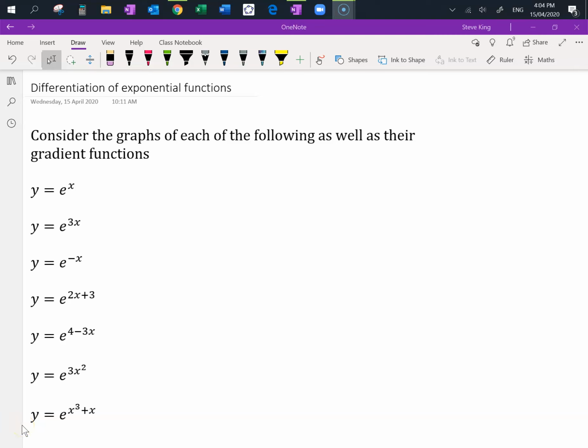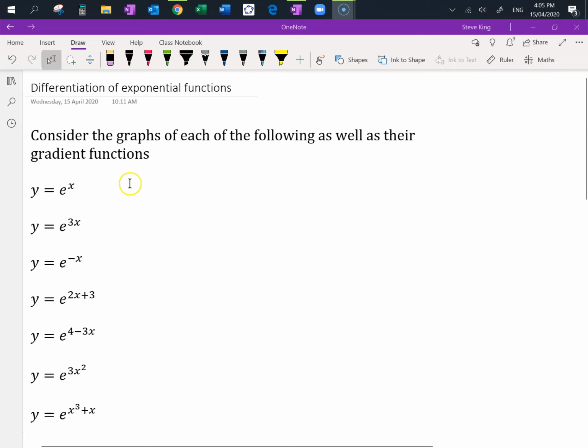Hi, in this video we're looking at the differential of exponential functions. Now, 2020 is going to be the year of the exponential function, isn't it? We're going to look at how we go about deriving these exponential functions, functions where the exponent is where our variable is situated.